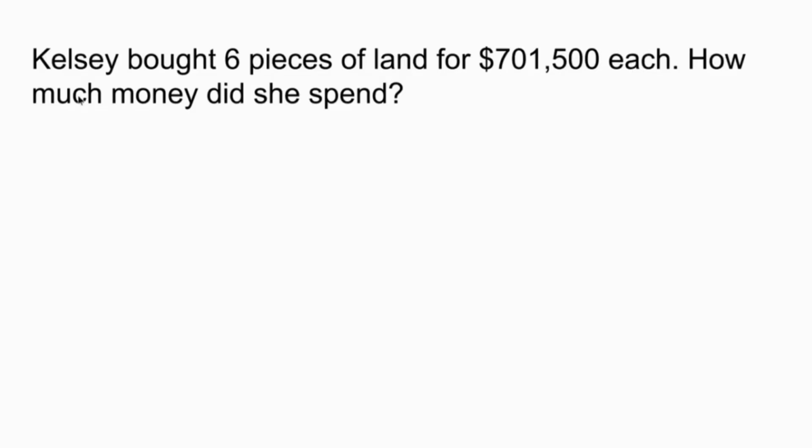Kelsey bought 6 pieces of land for $701,500 each. How much money did she spend? All right, well, if she buys 6 groups of things that cost $701,500, you're going to multiply these two numbers together. So we're going to do 6 times $701,500. Now I'm going to set this up using the standard math algorithm, but I'm always going to put my larger number up top. You're allowed to do that.